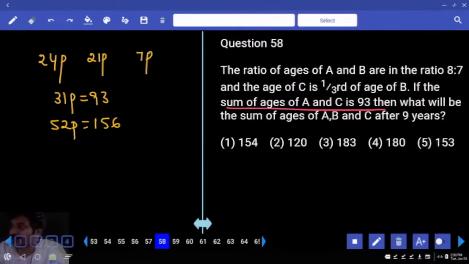But we were asked to calculate the sum of their ages after. That means for each person we have to add 9. 3 members we have to add. Add 27, 183. We don't have to calculate their present ages separately. Let's go with the sum of their present ages and then add 27. You'll get their ages after 9 years. Okay.